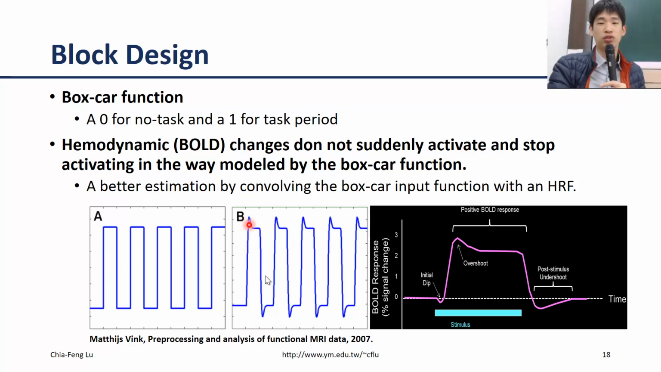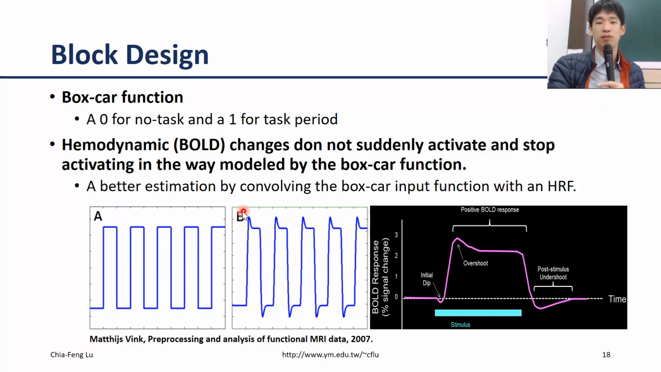So you will have an overshoot right here and an undershoot right here. And the change is not a sudden change right here. It's a gradual change from 0, gradually changing to maybe over 1, then coming back to 1. And then when the task is over, it gradually changes back to maybe under 0 and then comes back to 0. So this is a more realistic one that is similar to the BOLD signal. Okay, so just memorize that BOLD does not suddenly activate or stop in the way modeled by the boxcar function.